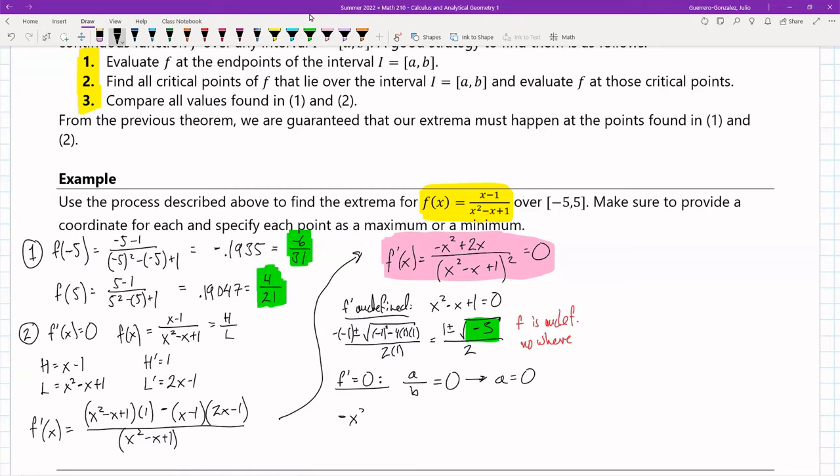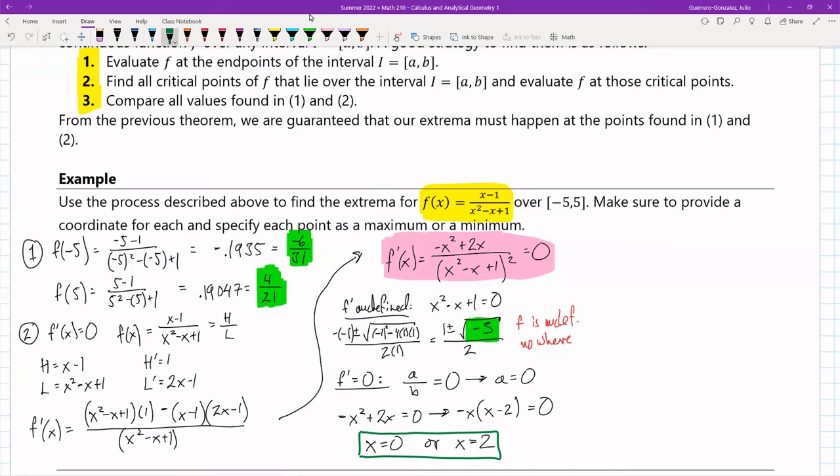So minus x squared plus 2x in our case has to equal 0. That top thing, we can go ahead and factor stuff out. So I'm going to do this: minus x times (x minus 2) is equal to 0. This gets us that either x is equal to 0 or x is equal to 2. These are our two critical values right here. We're not done yet. This is still step 2.